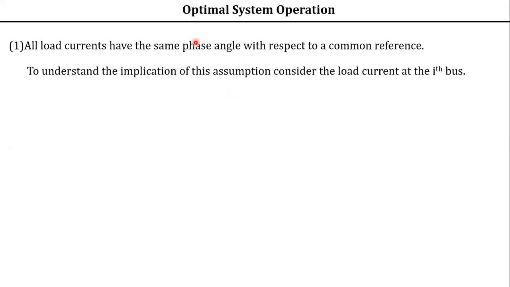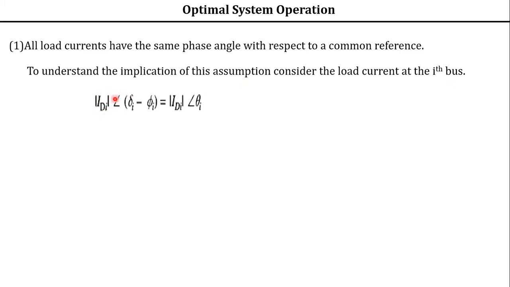Okay, so let us understand the implication of this assumption. Consider the load current at the ith bus. Understood? So that means what? In order to understand this implication, that all load currents will have the same phase angle with respect to a common reference, let us consider the load current at the ith bus. Load current is indicated by ID, but at the ith bus it is IDi.